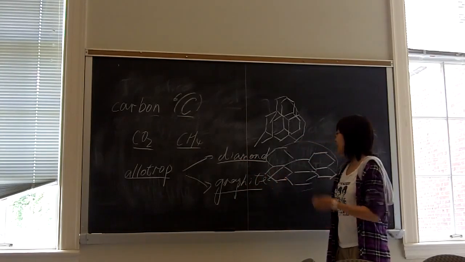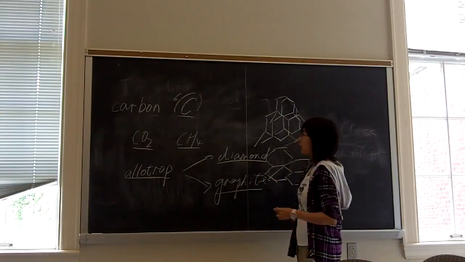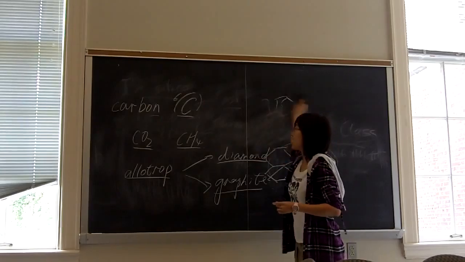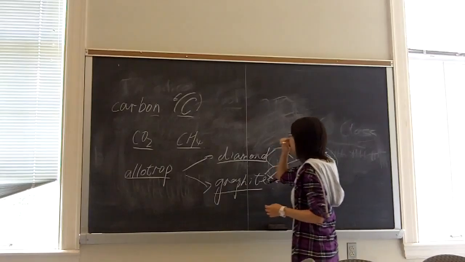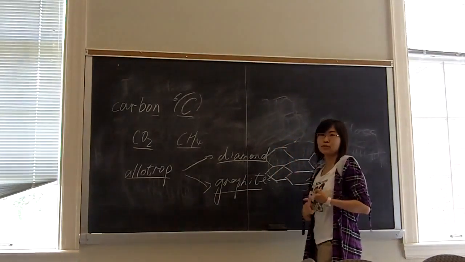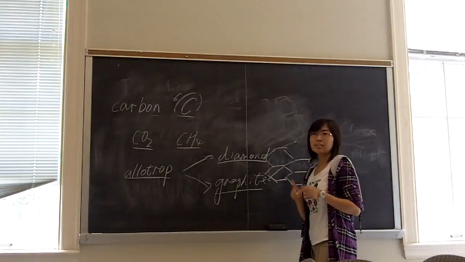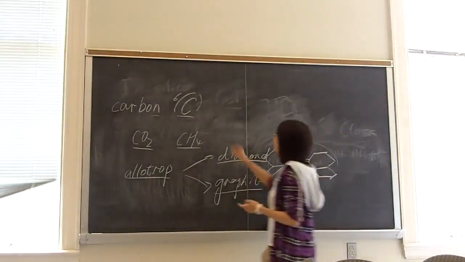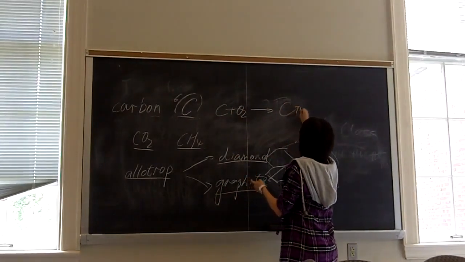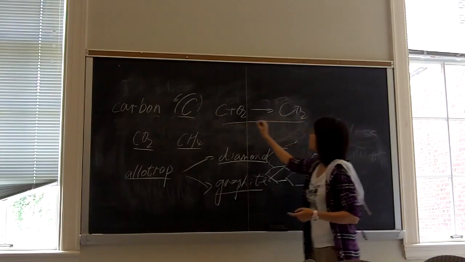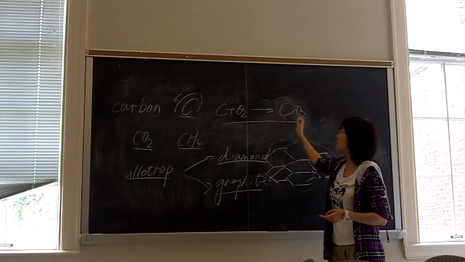Next, let's talk about the most simple chemical reaction of carbon, the combustion reaction. There are two conditions. The first one is when the oxygen is rich, the carbon can burn completely. The result is that carbon dioxide is produced. So you see, one carbon needs one oxygen to produce one carbon dioxide.